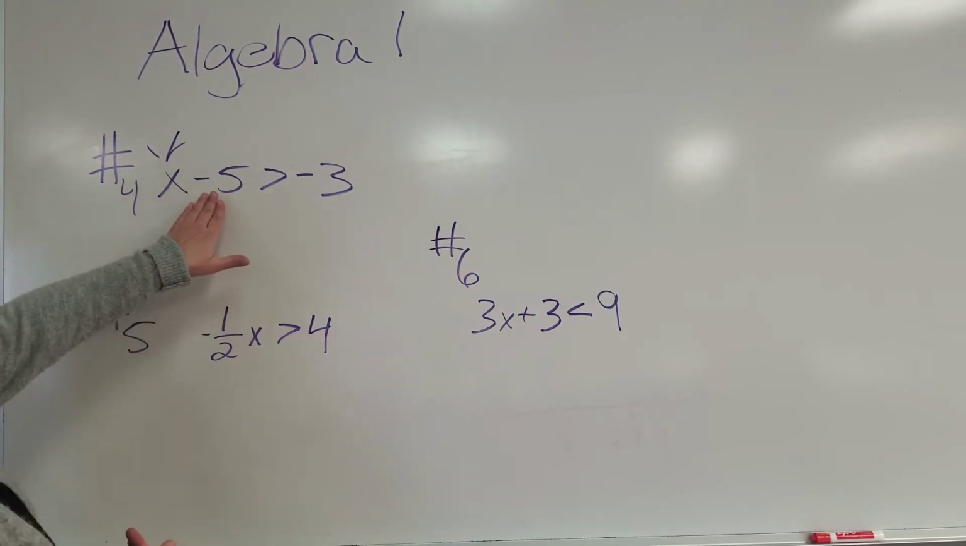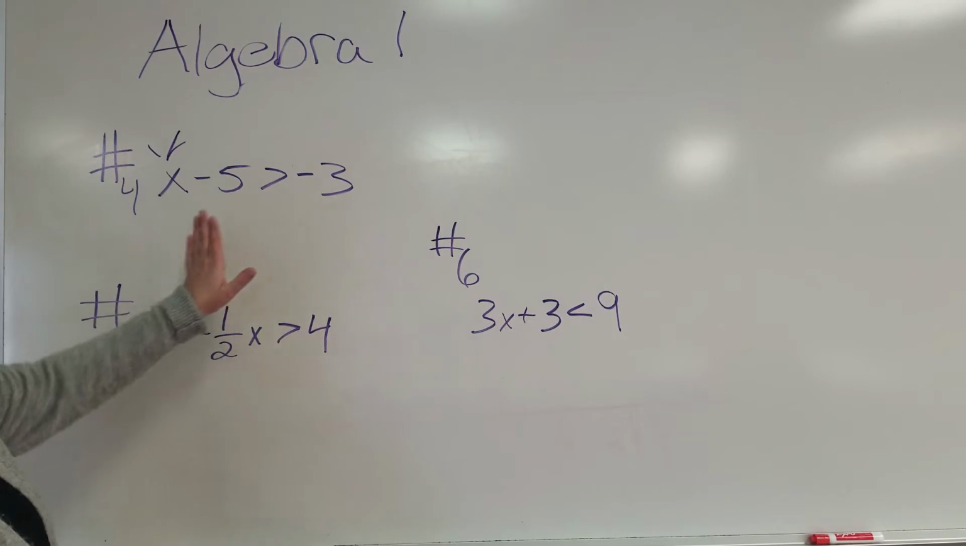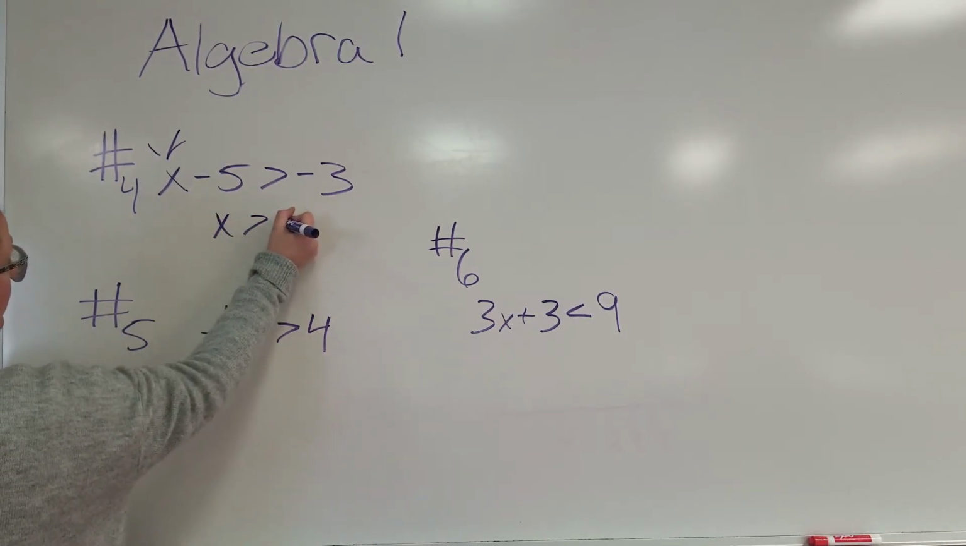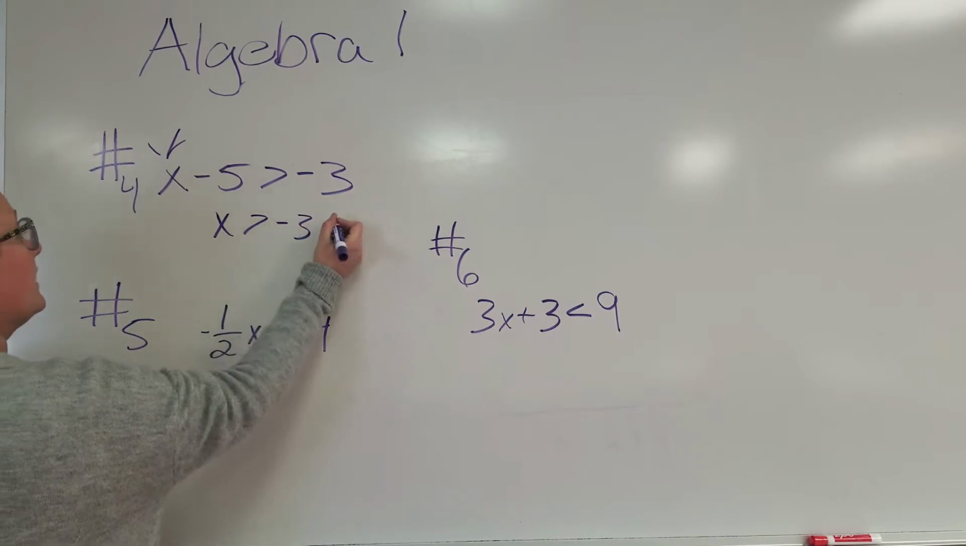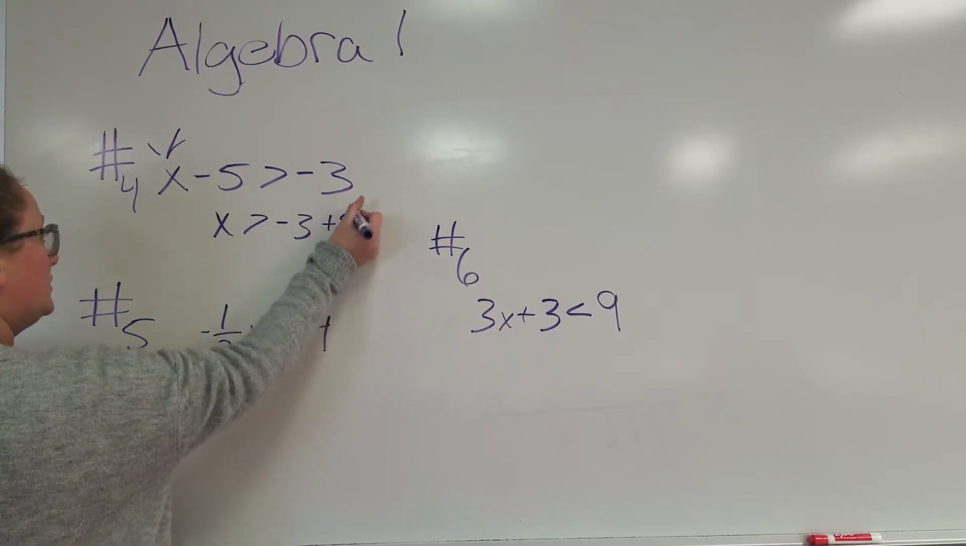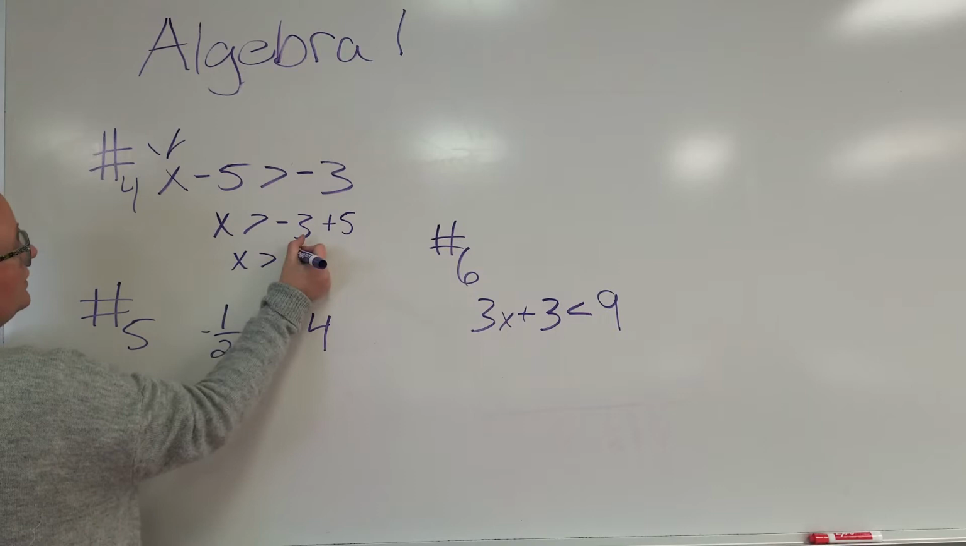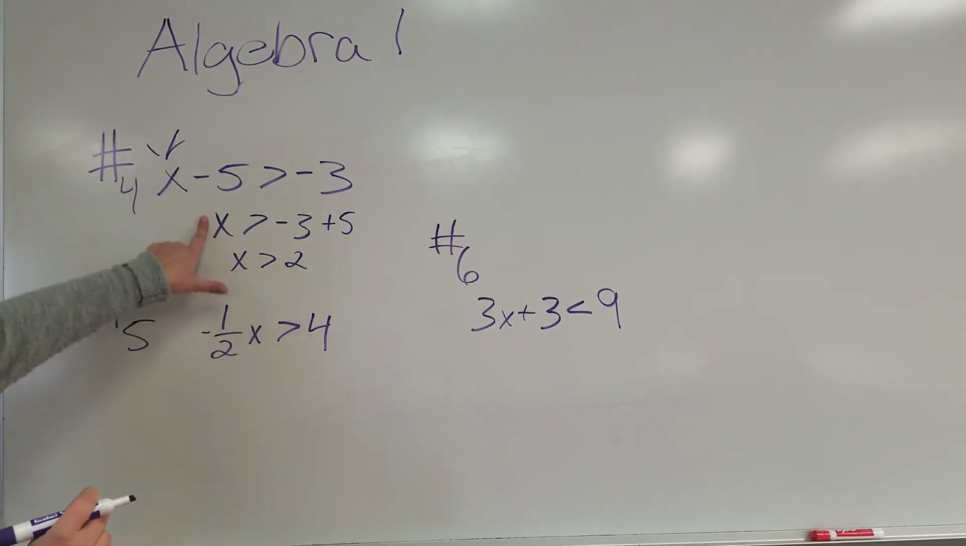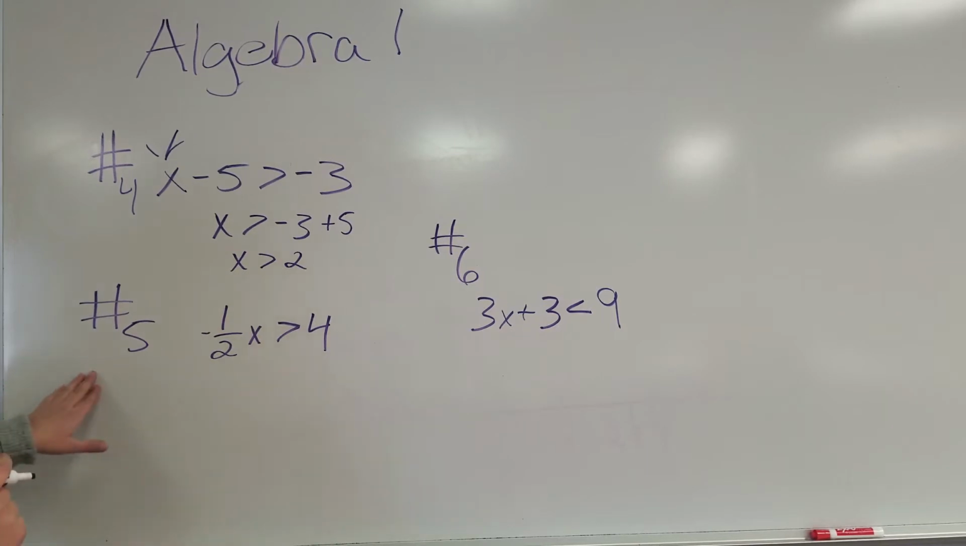So the opposite of minus would be add. So we're going to add 5 on the other side. So it's going to say x is greater than negative 3 plus 5. So x is greater than 2. Remember, this sign doesn't change unless you have a coefficient that's negative here.